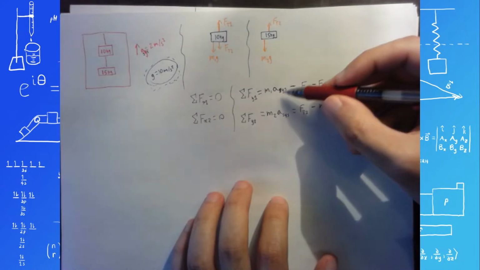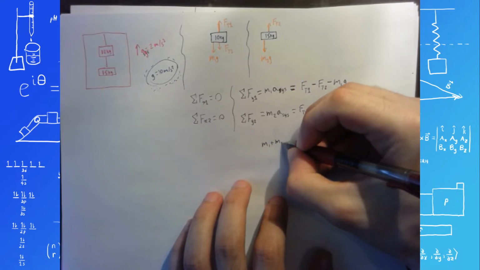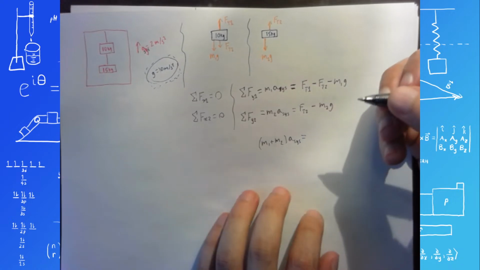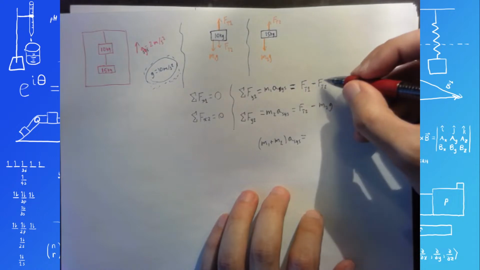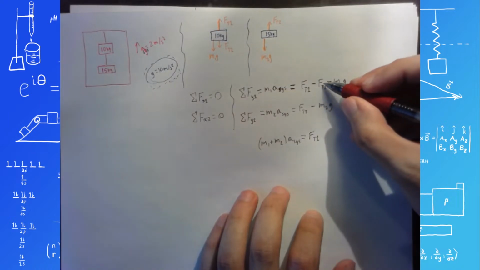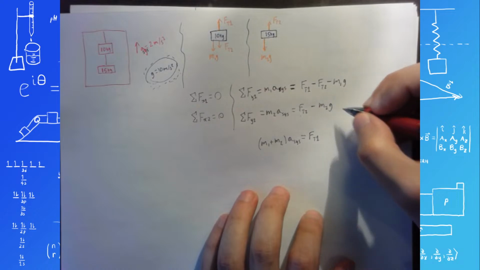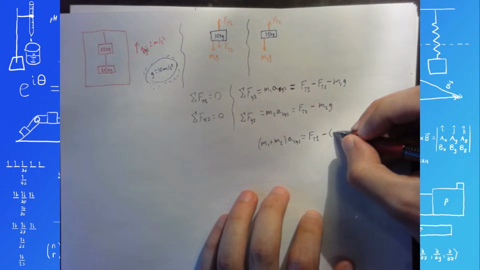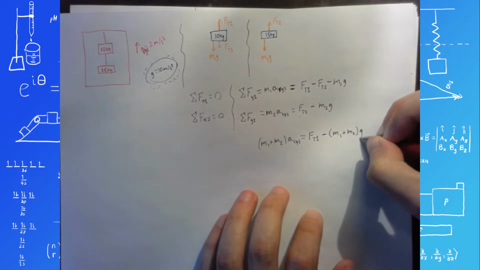Okay, if I add these equations to each other, that's the pattern. M1 plus M2 times the acceleration of the system equals, let's see, tension 1 does not cancel with anything, so that's coming down. Minus tension 2 and plus tension 2, that's gone. And then minus M1G and minus M2G. I can factor out the minus G and have minus M1 plus M2 times G.